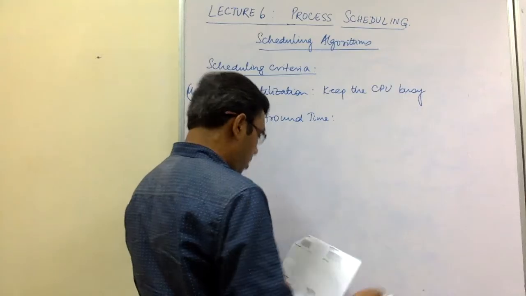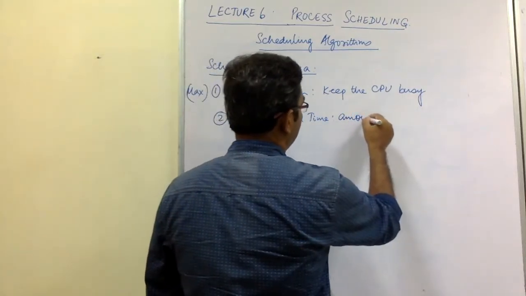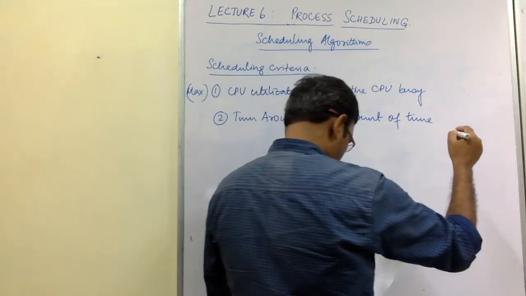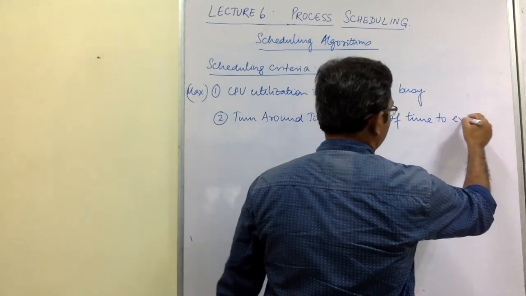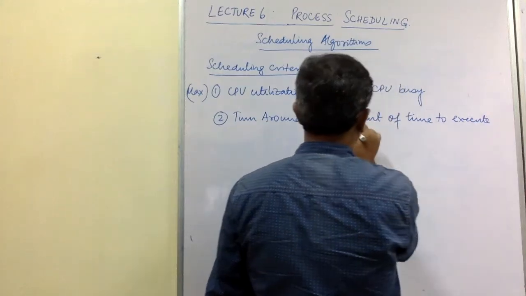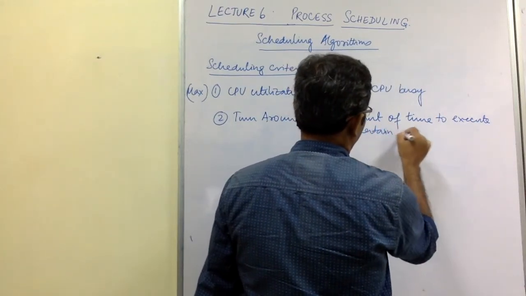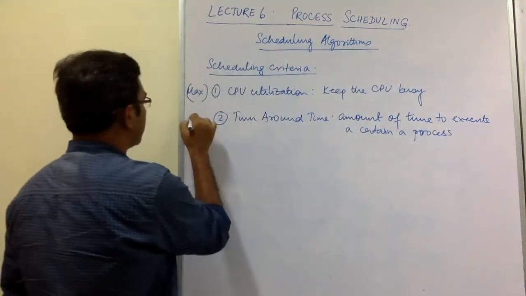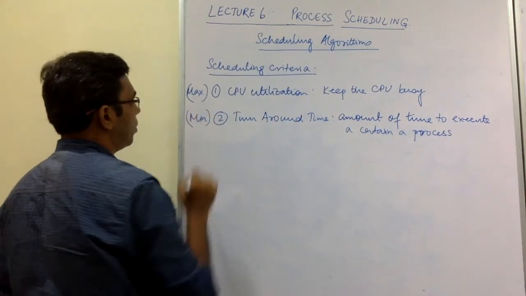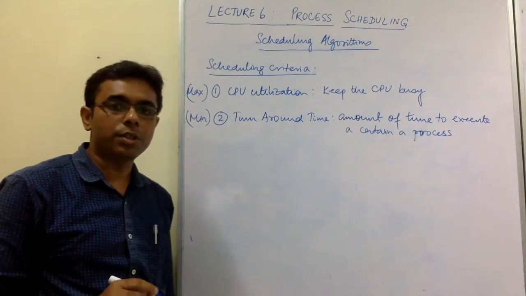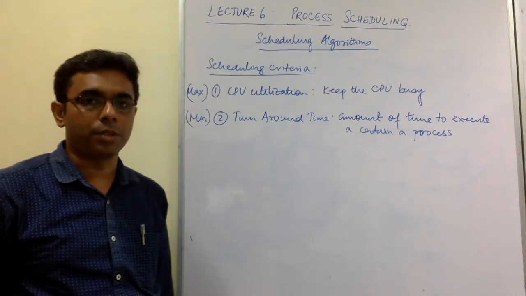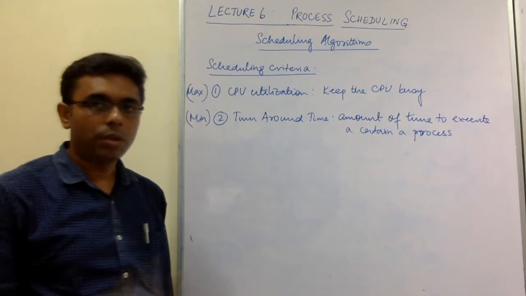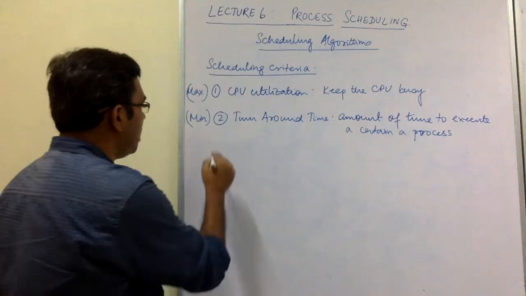And this is the amount of time to execute a certain process. And we want this time to be as minimum as possible. Because you don't want processes to take a longer time of execution. You want them to be executed as fast as possible. So it is expected that the turnaround time is minimum.